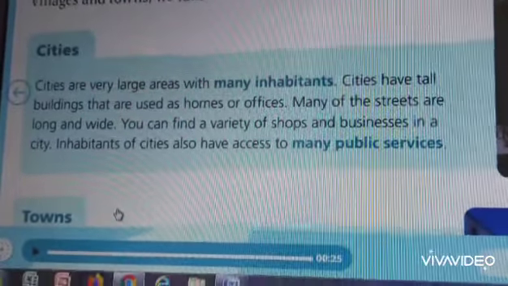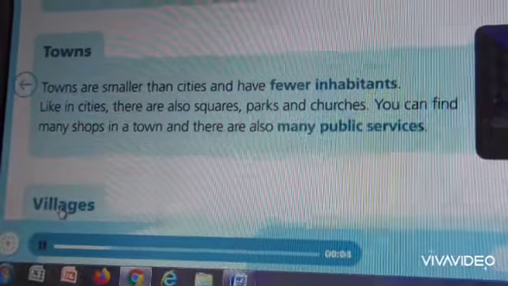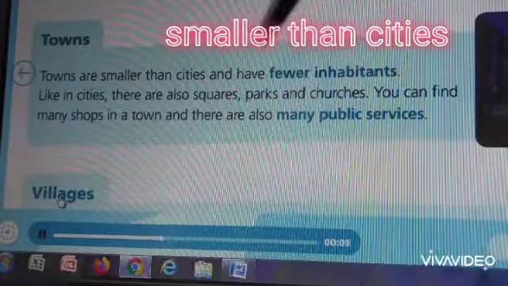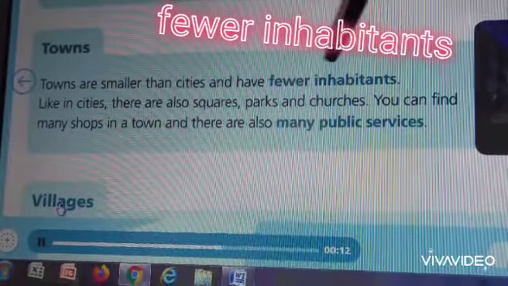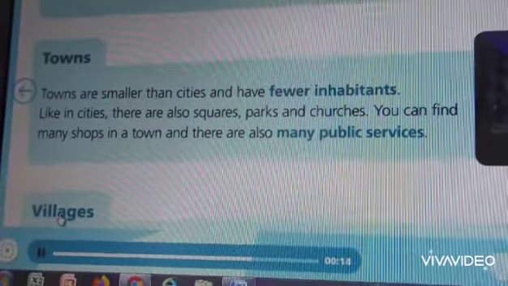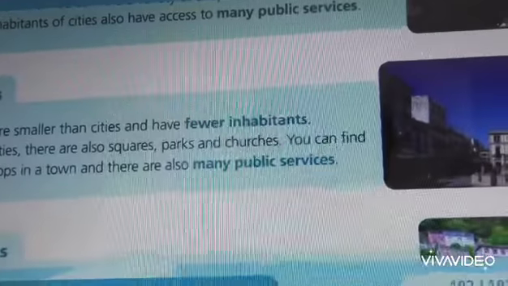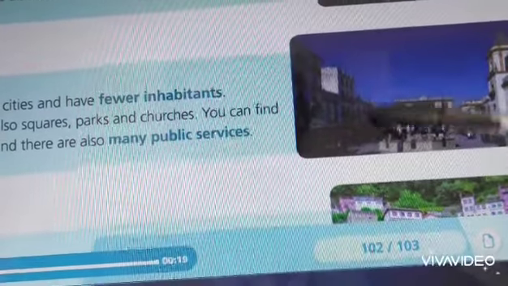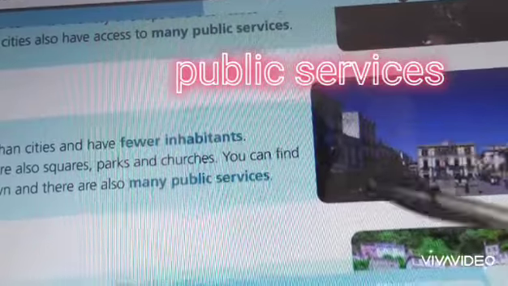And then if we go to towns, if we compare cities with towns, here you have a photo. What happens in the towns? They are smaller than the cities. And of course there are fewer inhabitants. There are not a lot of people living in a town. Okay, what can you find in a town? You can find a square, little parks, churches, and of course they have public services.